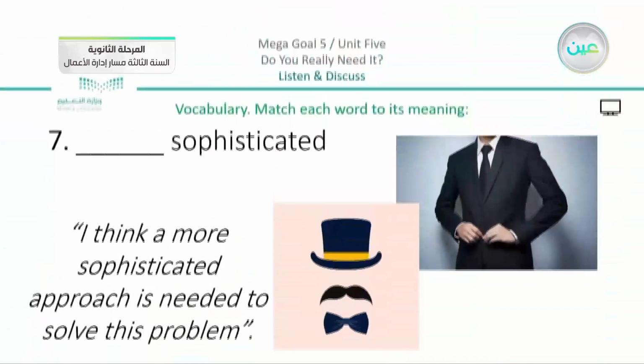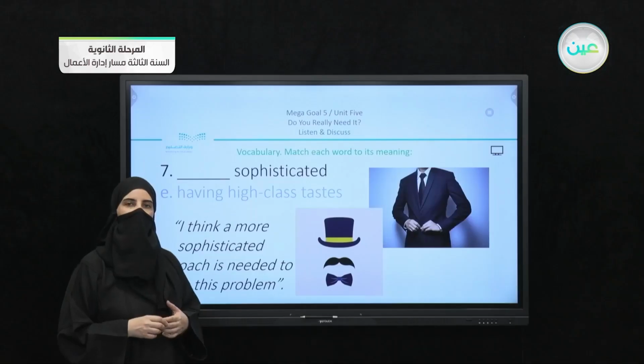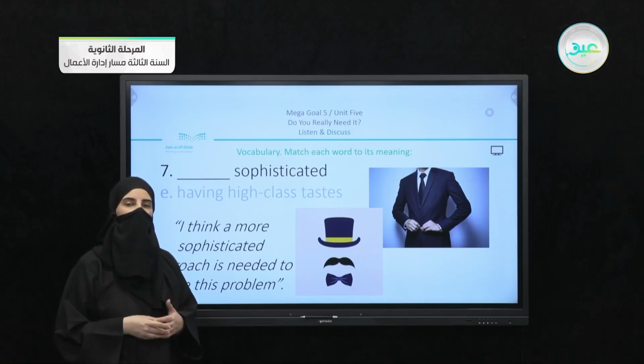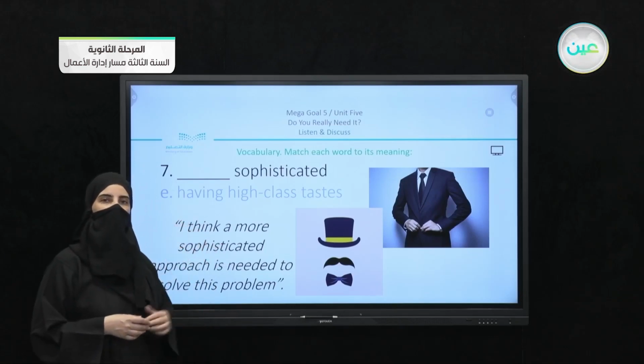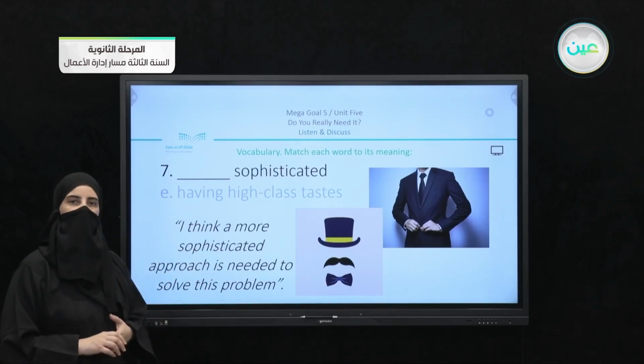Moving on, we have the last word, sophisticated. Now we have here the word sophisticated from the suit. We can see that something is formal. Now we also have the example here: I think a more sophisticated approach is needed to solve this problem. And we did agree that the meaning is having high class taste. So something that is very high class, or we can say that something is formal. Now the last word, sophisticated, is matched with E, as we did yesterday.